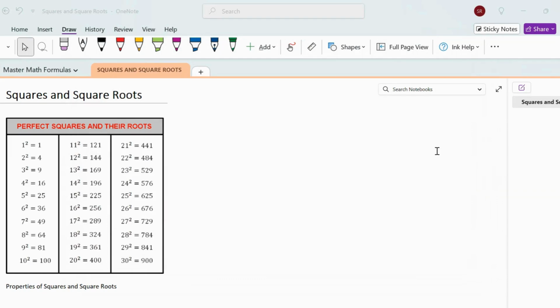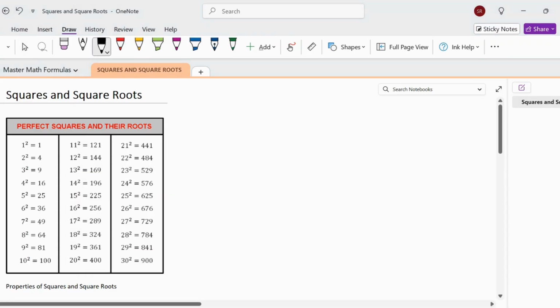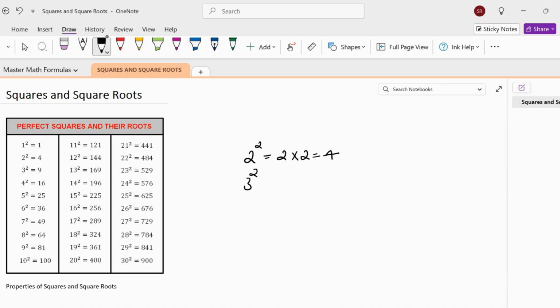Hi children, today let's learn the properties of squares and square roots. Now what is a square of a number? A square of a number is a number multiplied by itself. 2 square is 2 times 2 which is 4. 3 square is 3 times 3 which is 9.